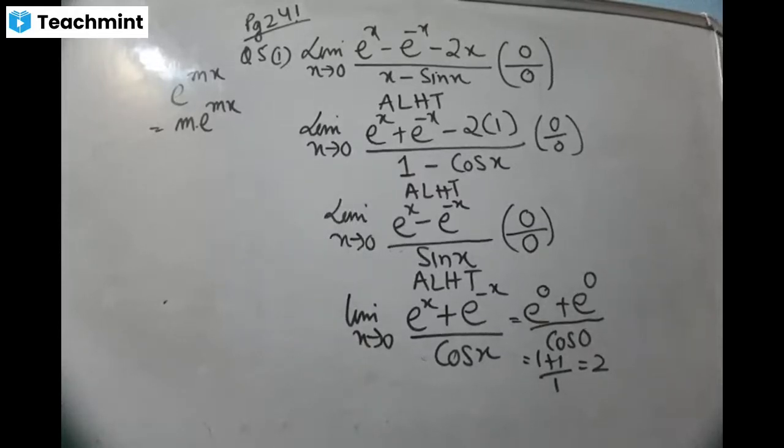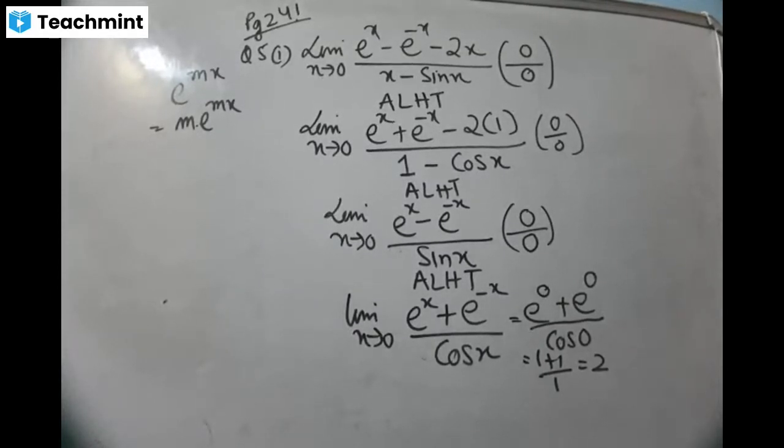Once you differentiate it separately, then after you simplify, you have to check again. If you still get 0 in the denominator, then you have to repeat the same process again and again. Is that clear? So now let us do one a bit difficult question.